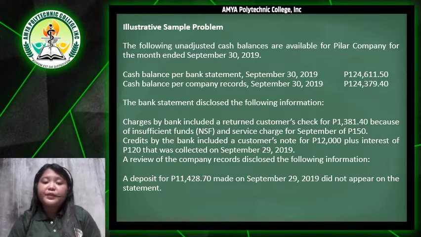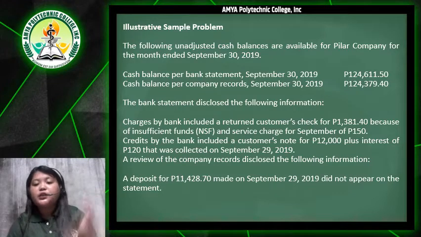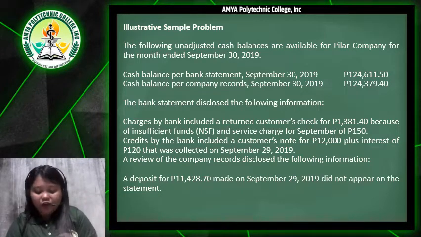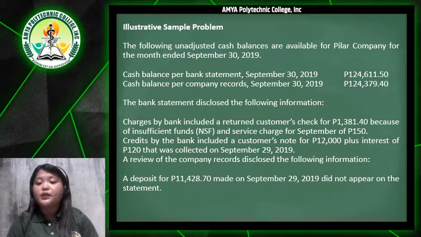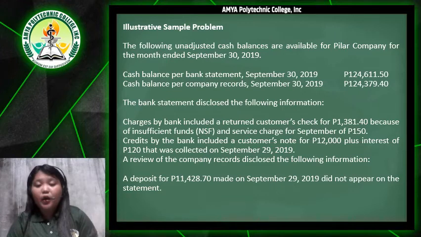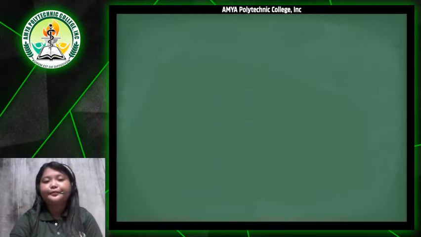The credits by the bank included a customer's note for 12,000 pesos plus interest of 120 pesos that was collected on September 29, 2019. A review of the company records disclosed the following information. A deposit of 11,428 pesos and 70 centavos made on September 29, 2019 did not appear on the statement.